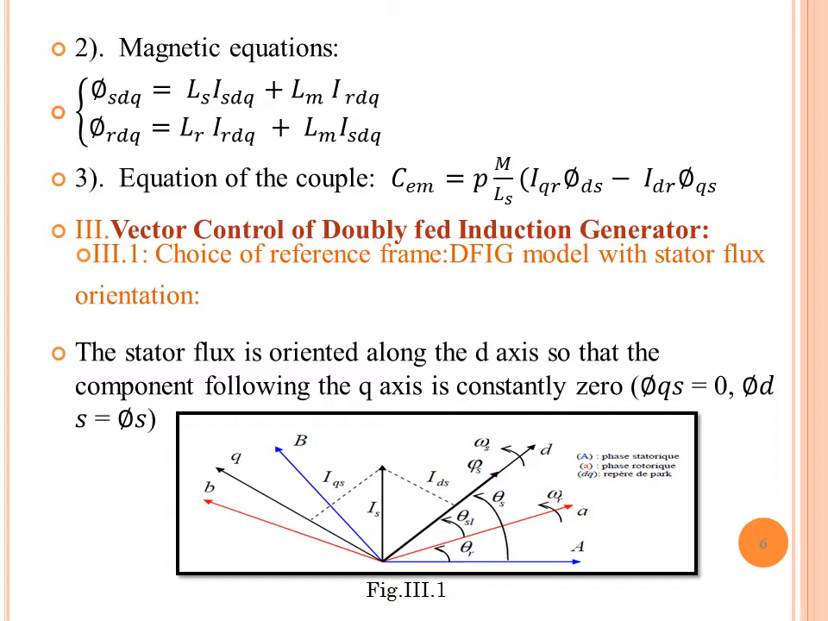3. Vector control of double-fed induction generator. We choose a reference frame for the double-fed induction generator model with stator flow orientation. The stator flow is oriented along the d-axis so that the component following the q-axis is constantly 0. So, phi qs equals 0, phi ds equals phi s. Figure 1 shows the orientation of the axis on the stator flow.